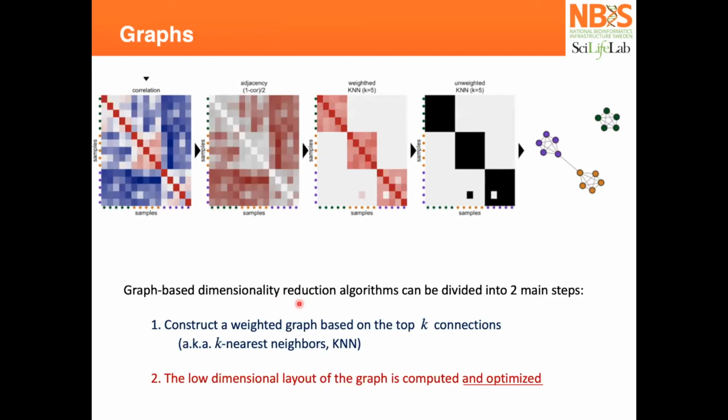So every graph-based dimensionality reduction technique can be divided in 2 major steps. The first one is to construct a weighted graph based on the top K connections, also defined as KNN. So it's basically this step. So either you have a correlation or some Euclidean distance, for example, and you want to find a weighted graph that reduces, you don't need all the connections here, but just the KNN. And then the second step is to create a low dimensionality layout of the graph, and then optimize it so that the layout is a representation of your data, which is basically how to create this graph here.